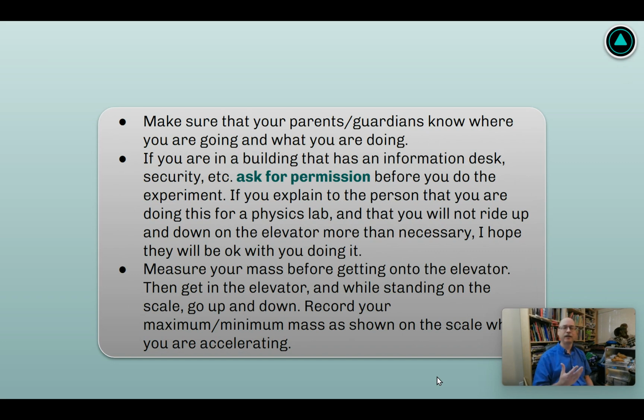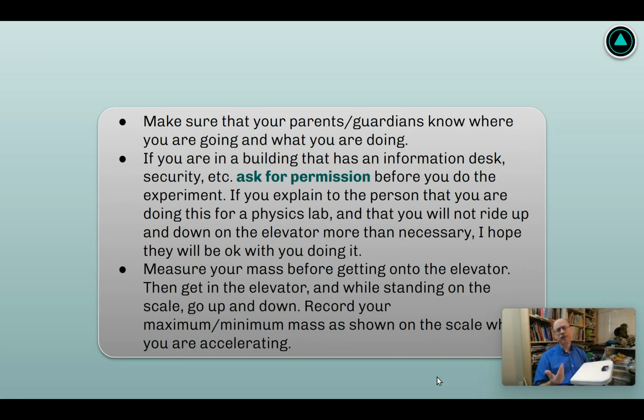Then, when you get to the elevator, you are going to have to stand on the scale and take a measurement before the elevator starts accelerating. That's quite critical because that is your true mass. You'll be recording that in the observation section.